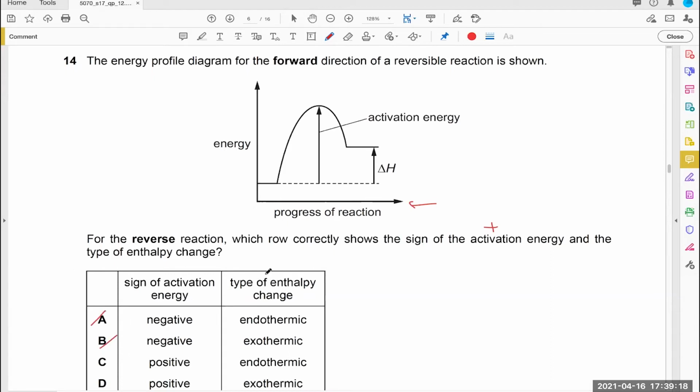Okay. And the type of enthalpy change. Right now, this is endothermic. So in the reverse option, it will be exothermic. So it will be negative delta H. So it is exothermic in the reverse direction and it is positive. So that's your answer. D.